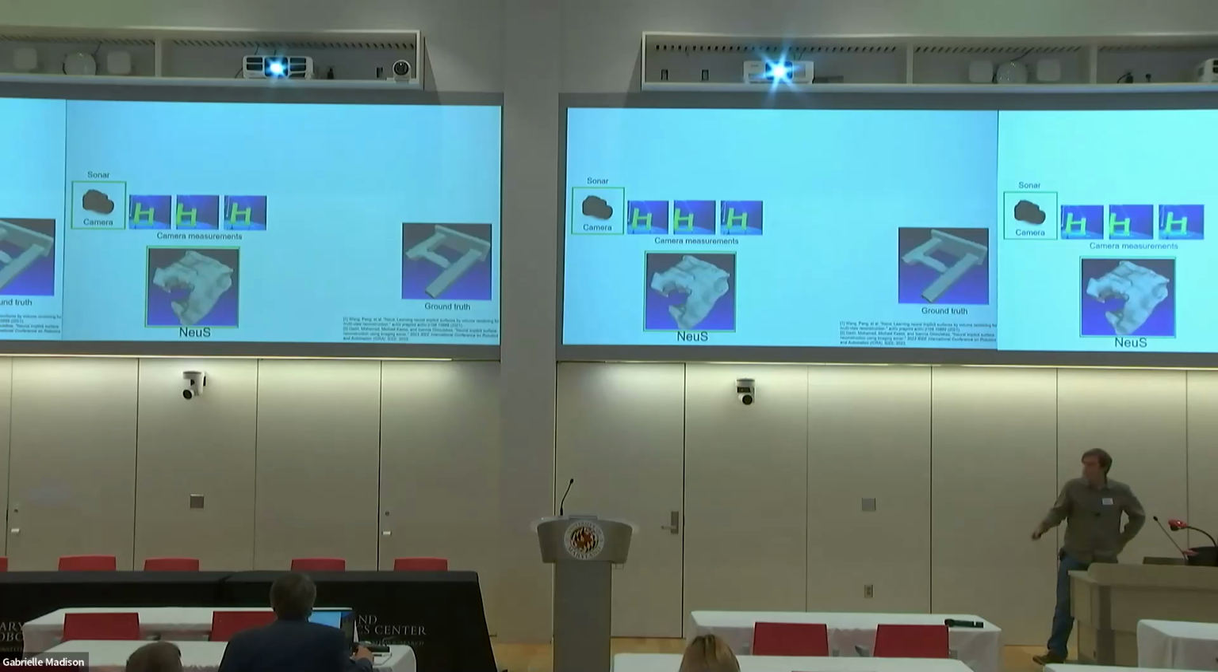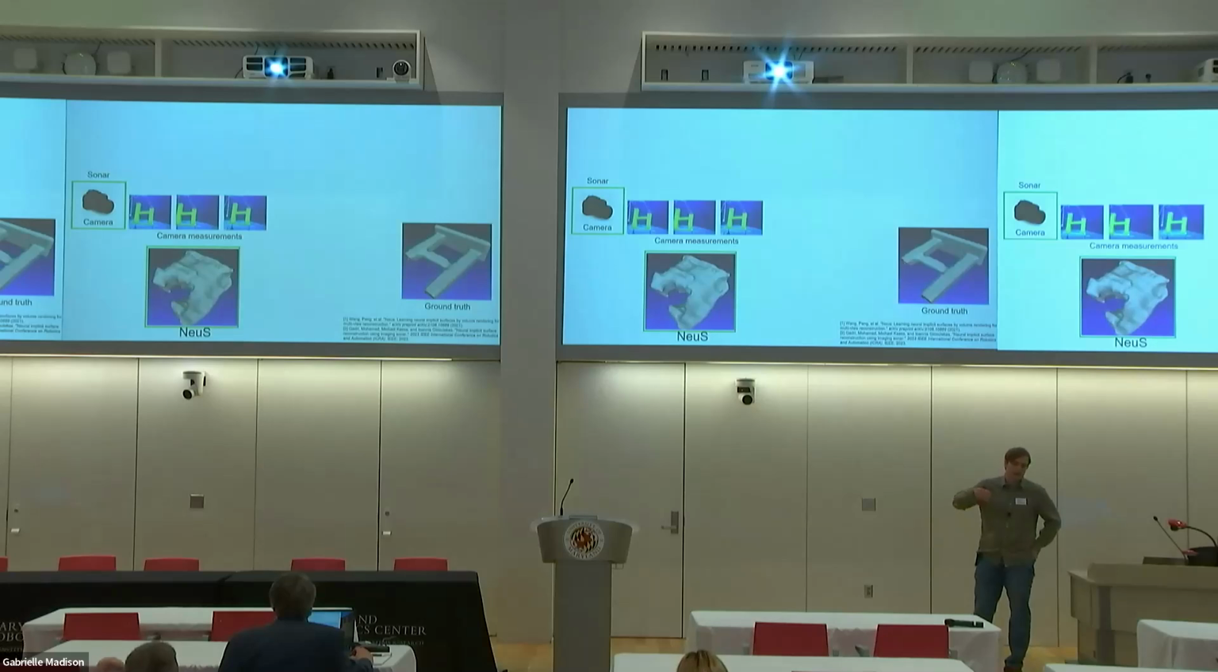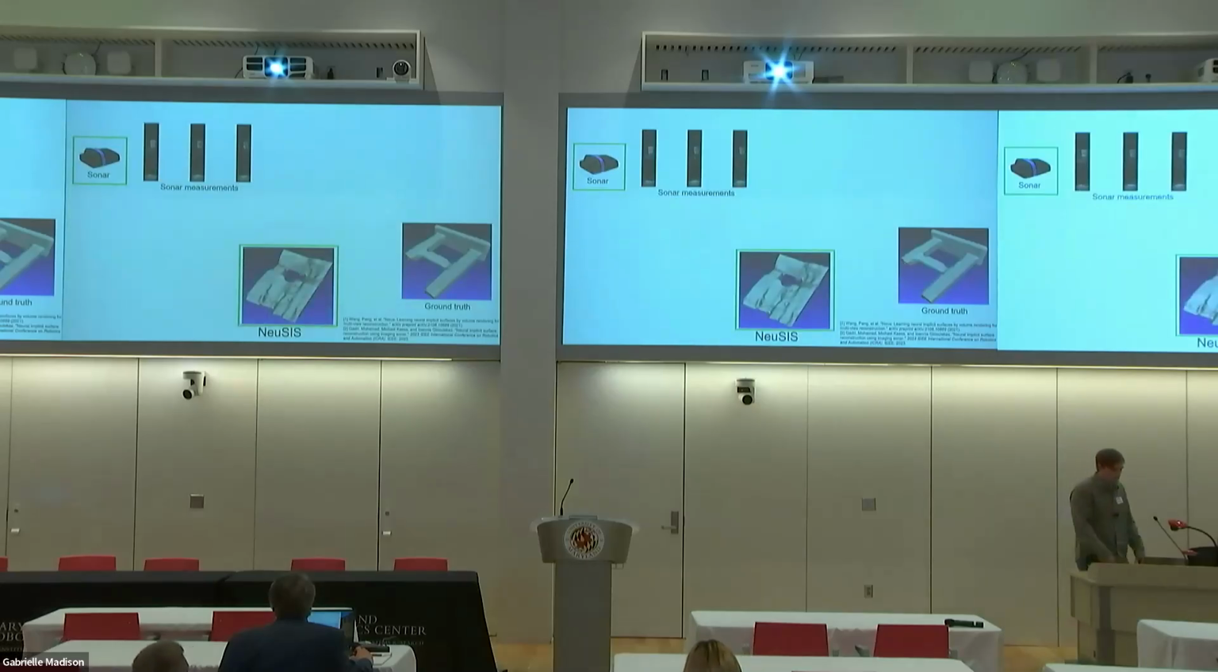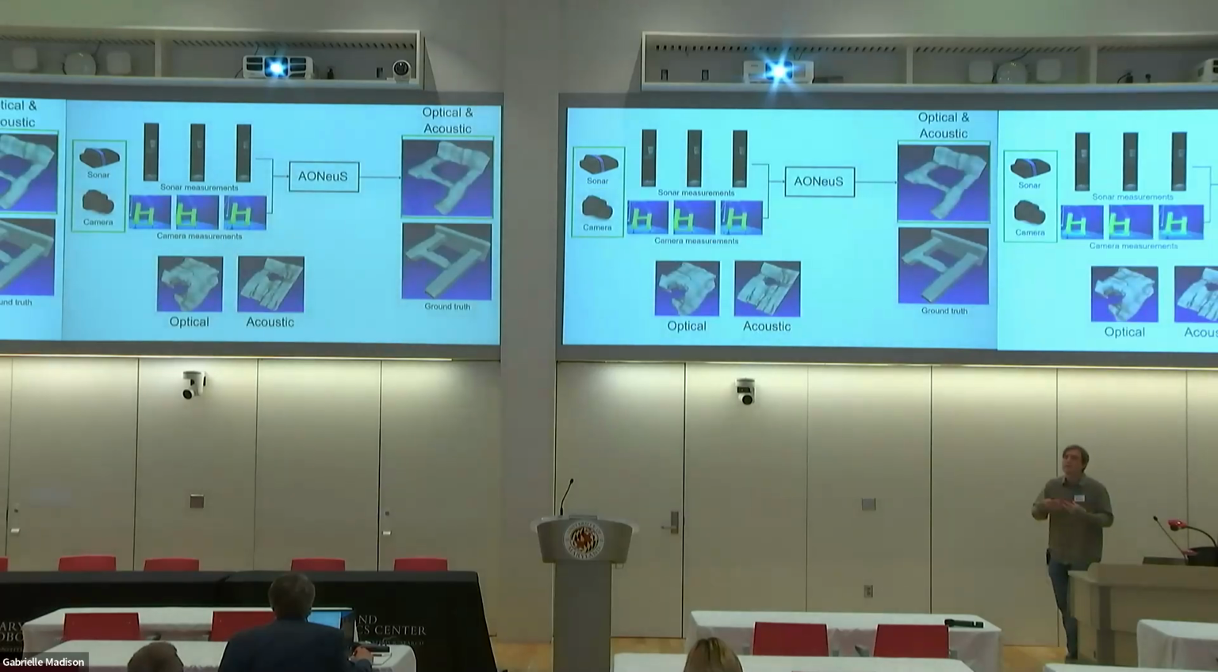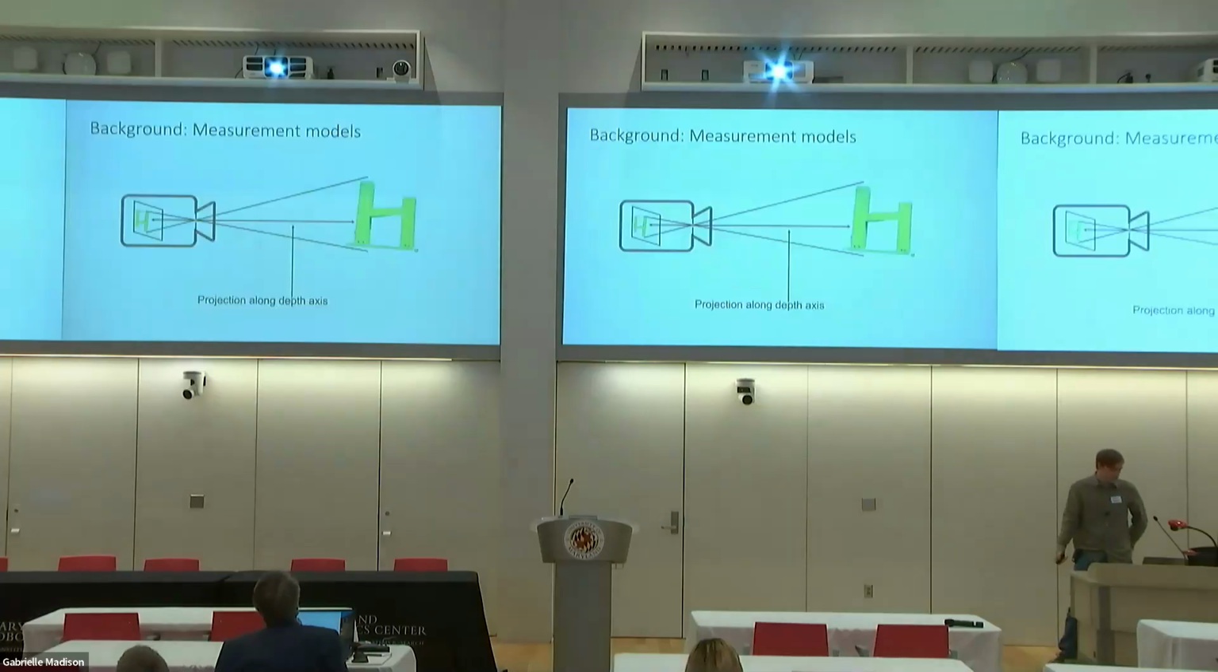But in this restricted baseline scenario, if you capture a set of images like that, without prior information, without additional constraints, you can't get an accurate 3D reconstruction. You're under constrained. Sonar gives you depth information, but it's pretty low resolution. So how do you fuse those modalities to get the lateral resolution from RGB and the depth resolution from sonar?